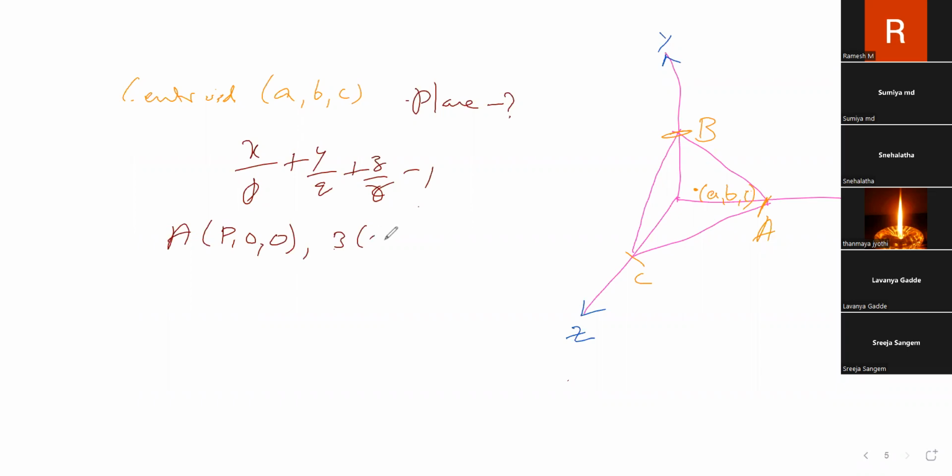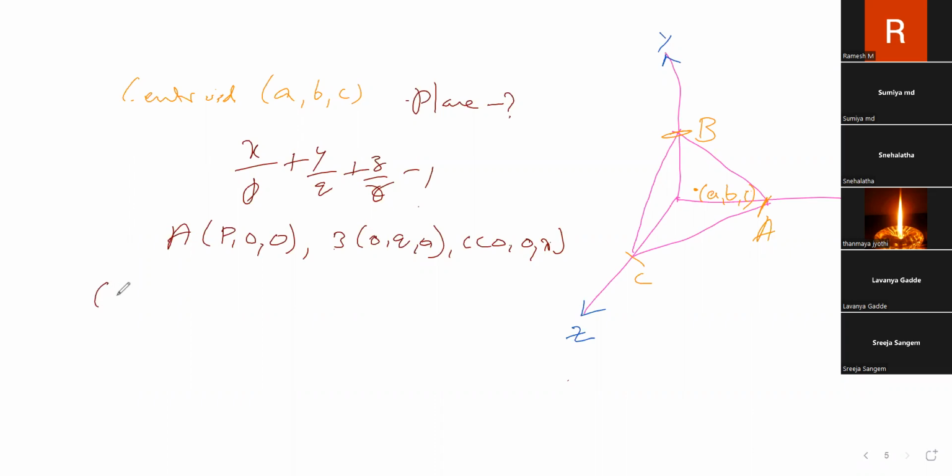B point is 0,Q,0, and C point is 0,0,R. Right. So now, whenever ABC is like this, then what is the formula for centroid?